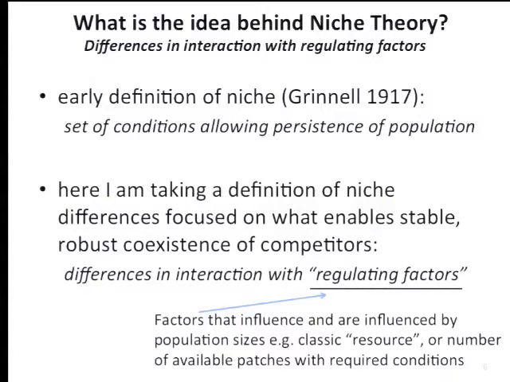And why do we take this definition? It's because competition theory has basically shown us that this kind of difference is what enables stable and robust coexistence of competitors. So species can invade one another from low abundance, but also that coexistence isn't drastically affected by small changes in the environmental parameters. Okay, that's what I mean by the robust part.